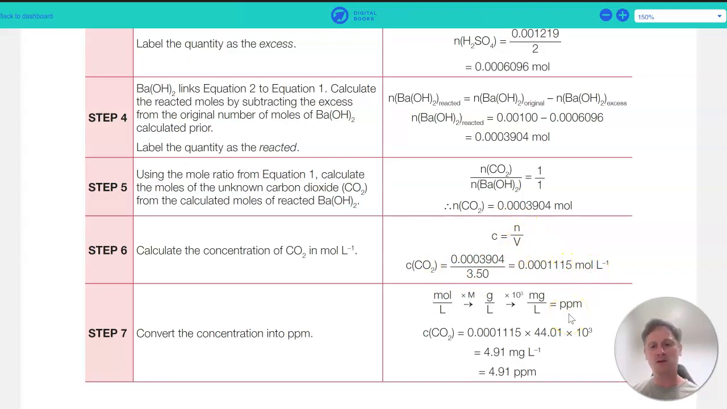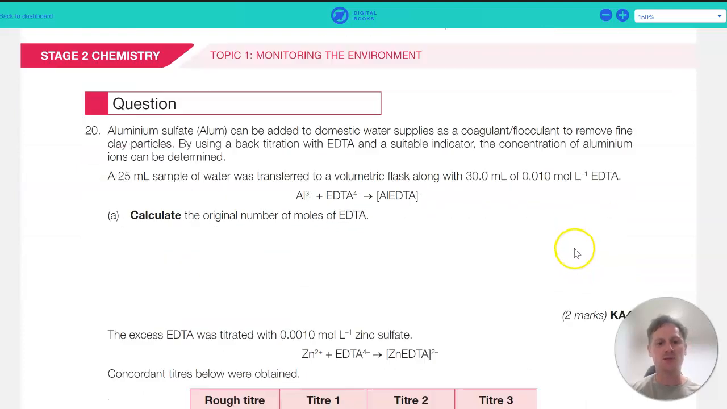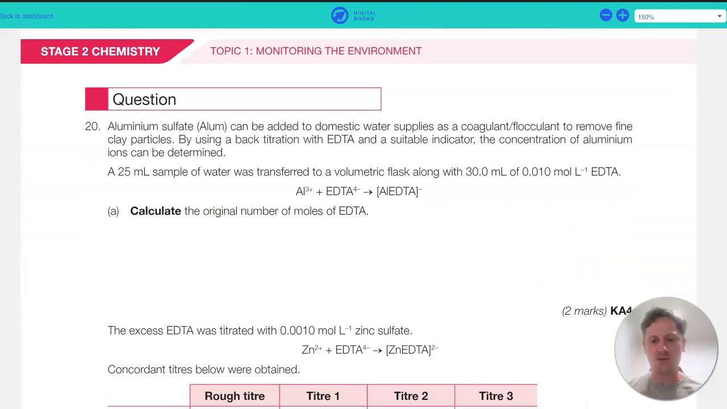Now convert molar concentration to ppm, so that would be 2 steps. Molar concentration to mass concentration is multiplied by molar mass of the carbon dioxide, which is the 44.01. And then from grams per litre to milligrams per litre, we multiply by 1,000 because there's 1,000 milligrams in a gram. And the knowledge that milligrams per litre is the same thing as parts per million, or ppm. So that gives us our answer here. So having said that, let's try the practice problem.